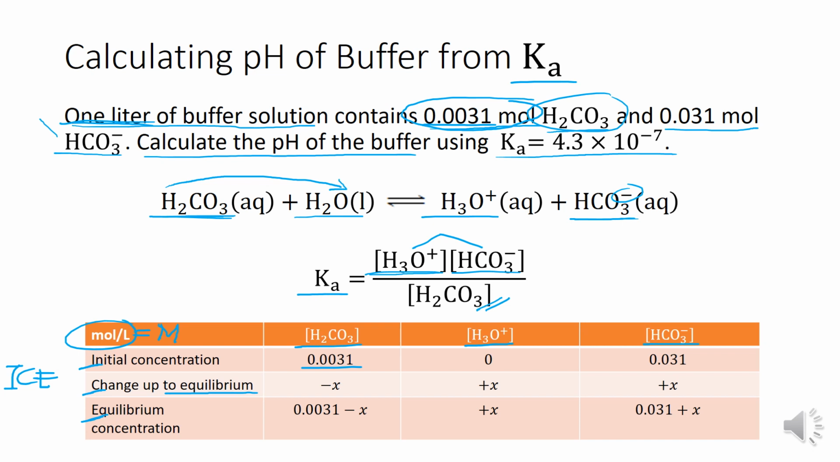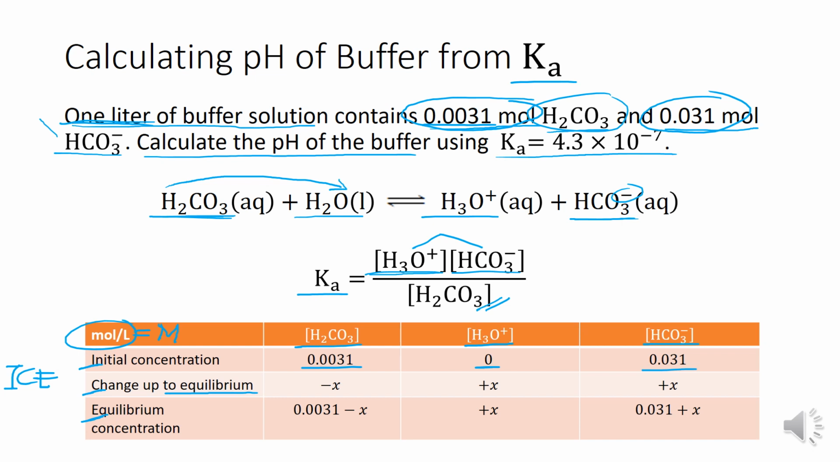For hydronium ion, initially, the carbonic acid and the bicarbonate ions have not reacted yet. Therefore, no hydronium ion has been produced, so 0. Initially, for bicarbonate, we are given 0.031 mole per 1 liter, so that is 0.031 molarity.